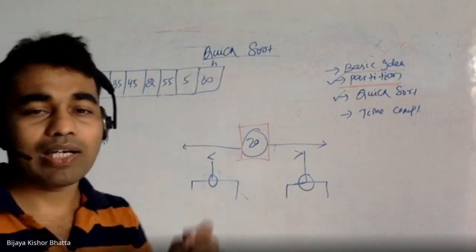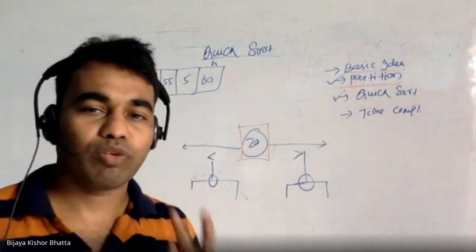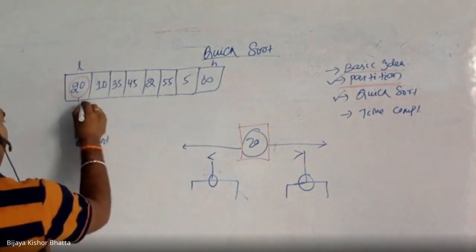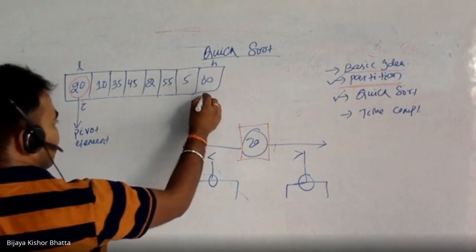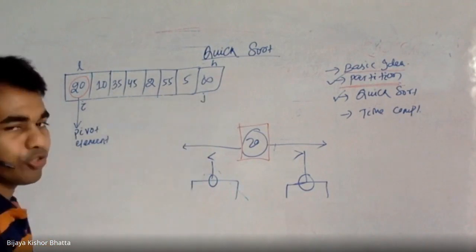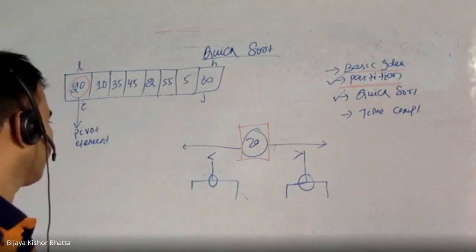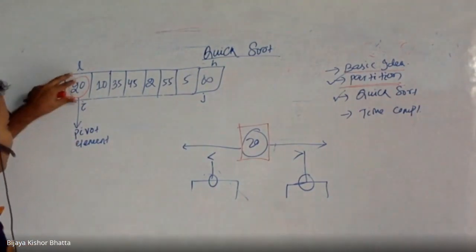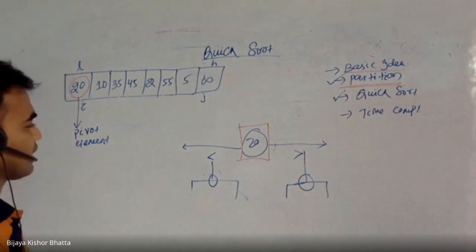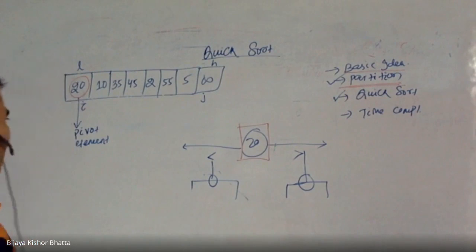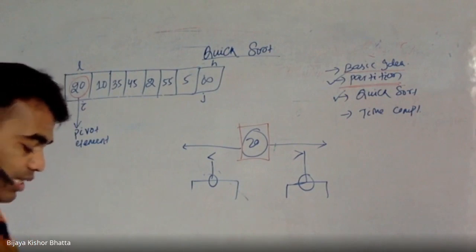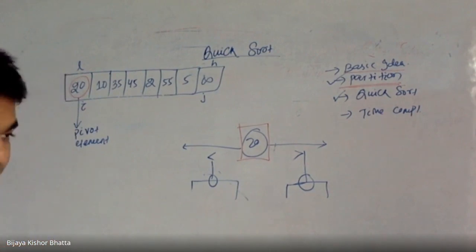What other variables am I taking? I'm taking two more variables: this is my I variable and this is my J variable. I'll tell you what we are doing. 20 is the pivot element. Now let's try to understand how this partitioning will work.